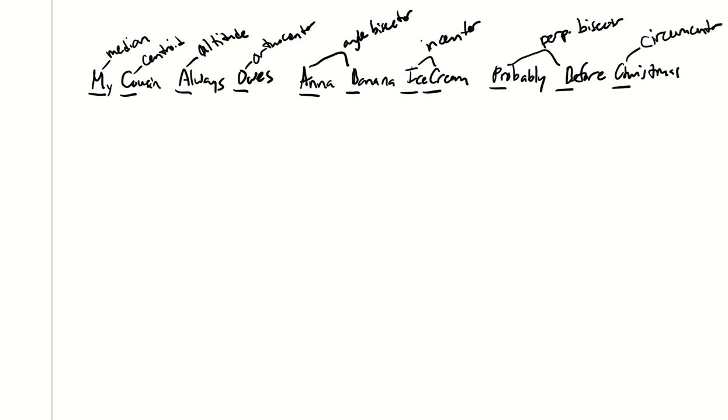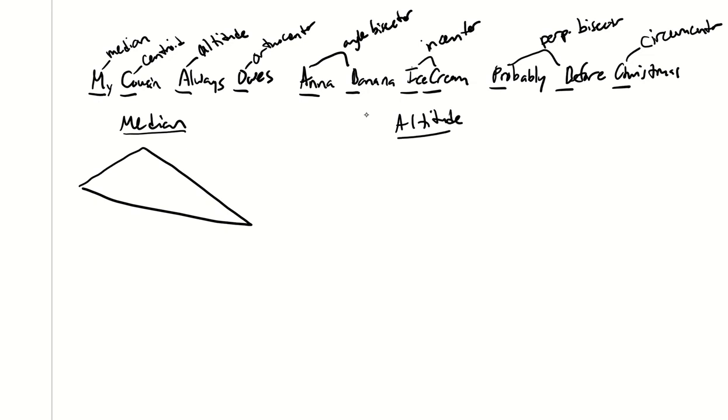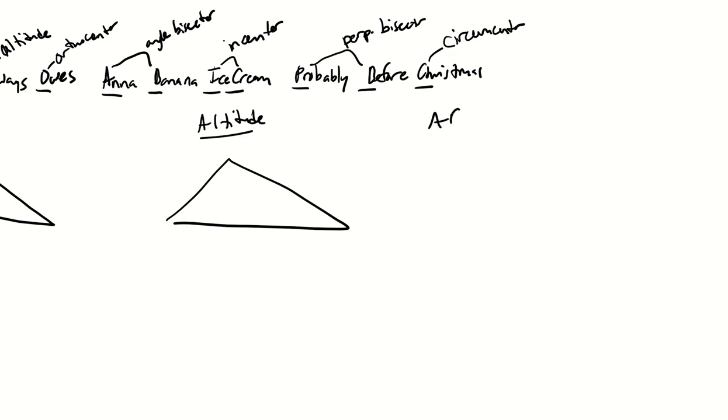Okay, so I'm going to explain this in a little bit of detail. If I were to have a triangle, the median is a line that goes from the vertex to the opposite edge. Let me just draw this. So let's do median. And then let's do altitude. We'll do angle bisector.